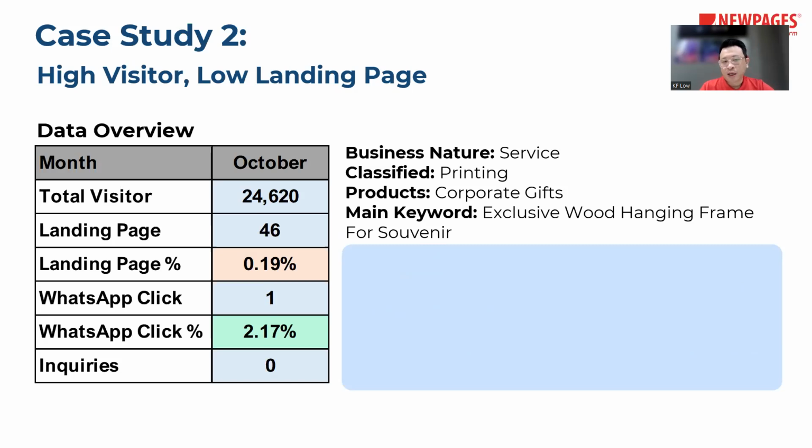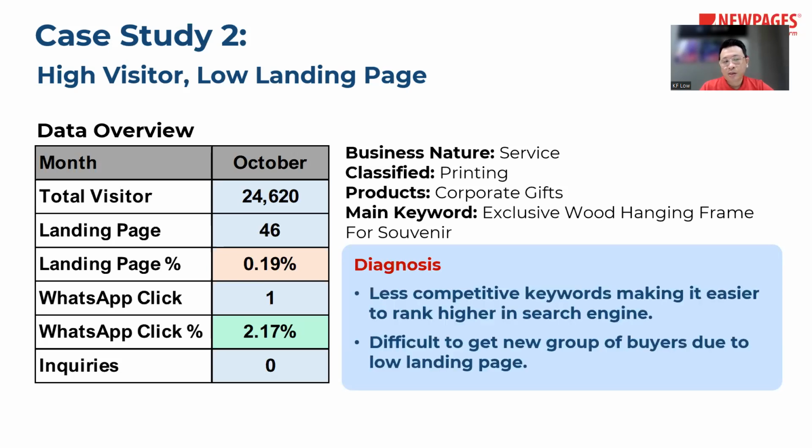All right, and their main keyword, if you look at it, is exclusive wood hanging frame for souvenirs. It's a long keyword, and because of that, they are able to bring in quite a high number of visitors, more than 20,000 per month. The reason is it's less competitive, making it easier to rank higher in search engines. But it's difficult to get a new group of buyers due to low landing pages.